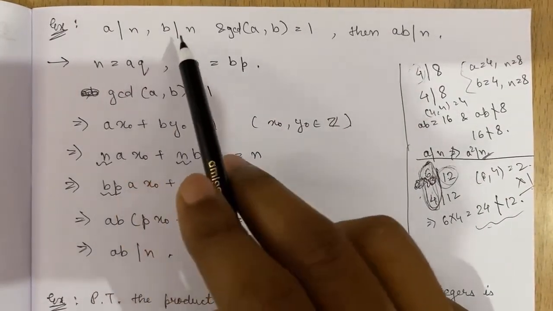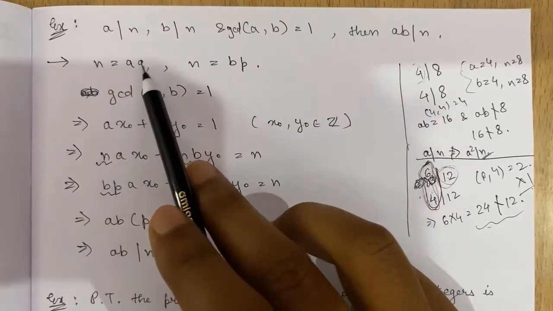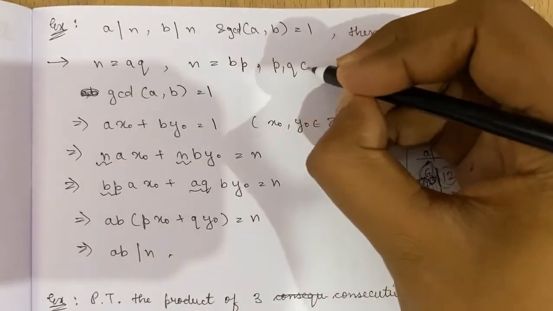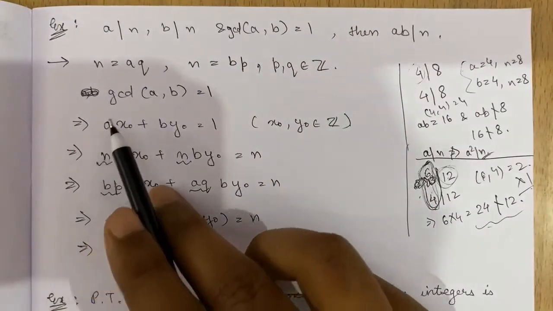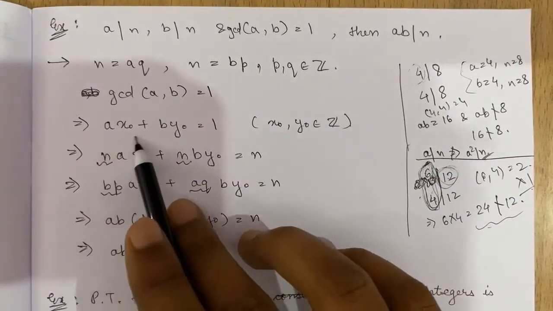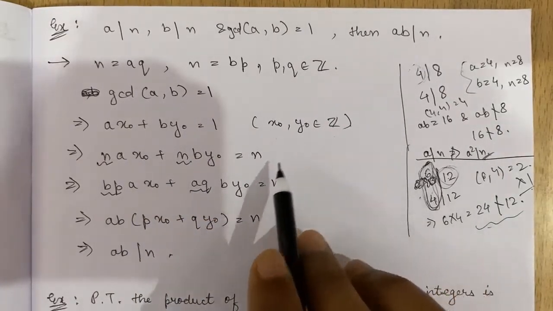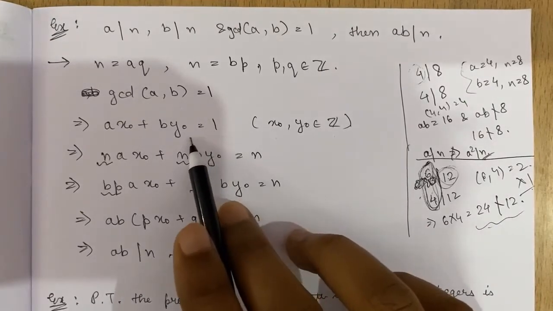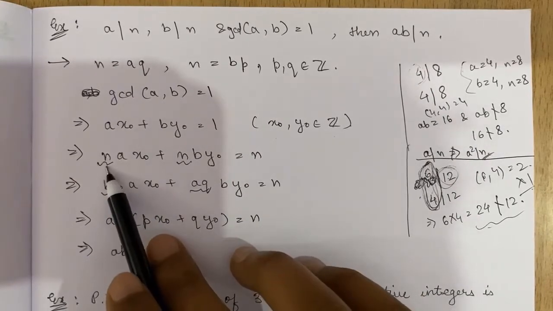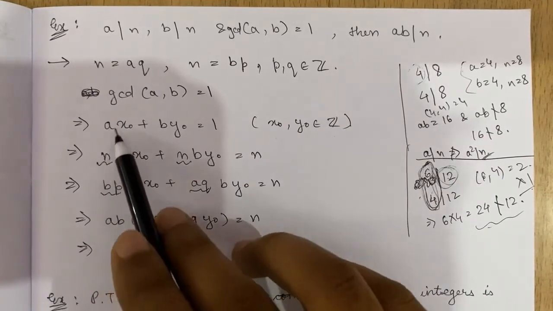So A divides n and B divides n, which means n equal to A times Q and n equal to B times P, where P and Q are integers, and GCD of A and B equal to 1 is given. So using the theorem, A x naught plus B y naught equal to 1, where x naught and y naught are integers.